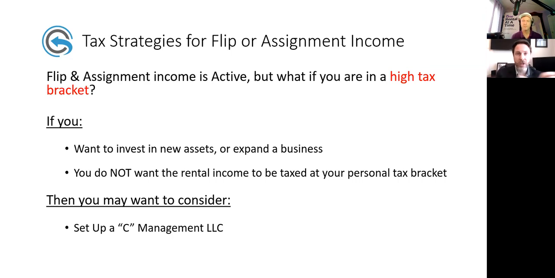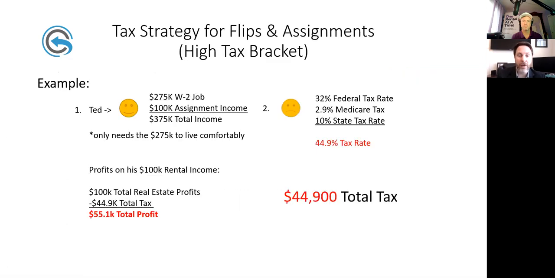So you want to basically adjust the tax bracket to a C elected entity like we did before. You also may want to consider setting up a C elected management LLC. So how that looks is like this. Basically, we have Ted. He makes his $275,000, and instead of $100,000 coming in for rental income, we're just going to say it's assignment income. Okay. And so we have that total of $375,000, and once again, that's profit after expenses, etc.